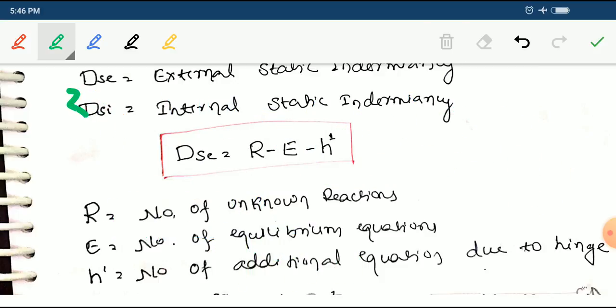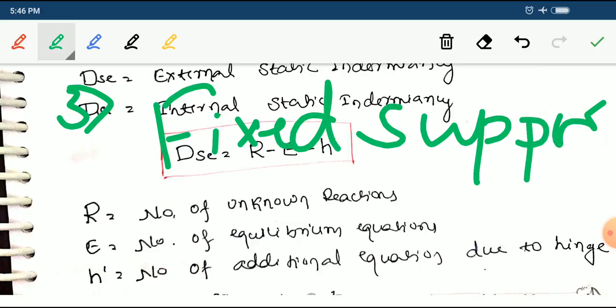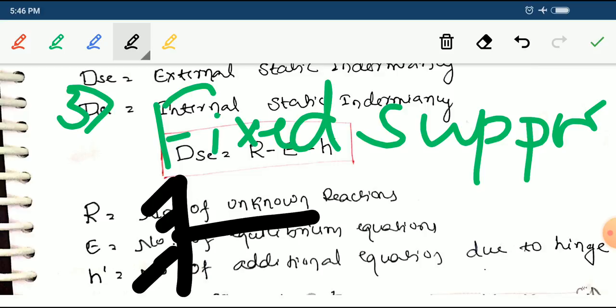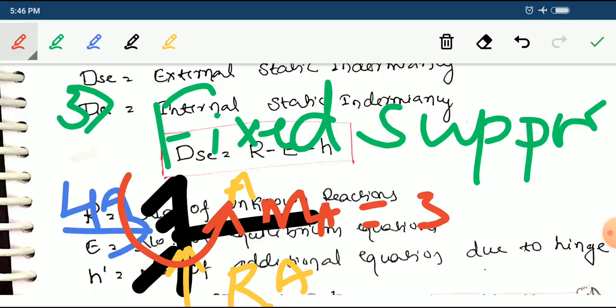Next, third one is fixed support. How is it to be shown? Okay, you should know how the fixed support, the hinge support, and the roller support are to be shown. So fixed support is shown like that. For fixed support, how many reactions do we have? For fixed support, I have a total of 3 reactions. If we take this support A, one is vertical, one is horizontal, and one is moment.